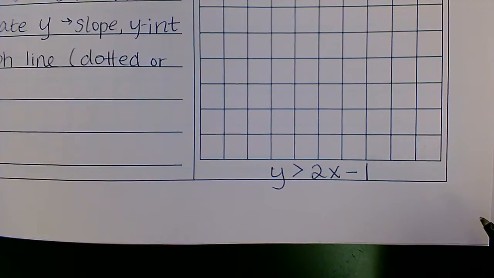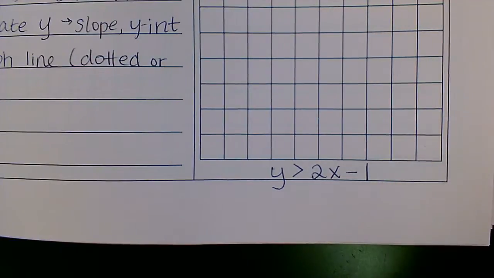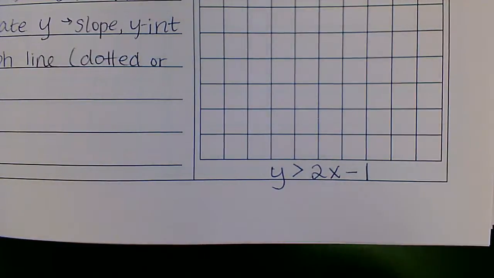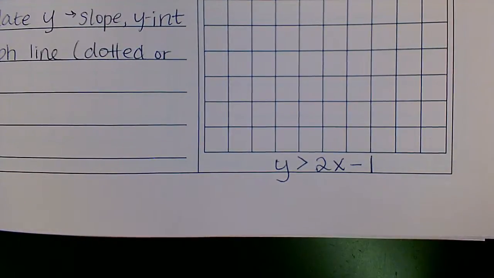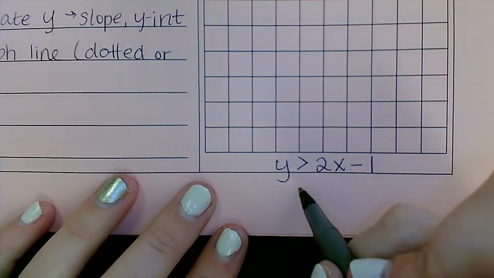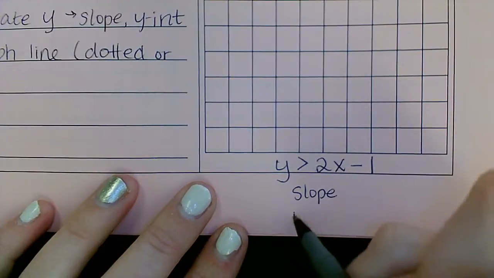My first step was to isolate the y. My y is already isolated. So now I need to identify what my slope and y-intercept are. I know it doesn't say y equals mx plus b, but for now, just think of it similar to that, in the sense that if y is alone, I can still get a slope and a y-intercept. Who would like to raise their hands and tell me what the slope and the y-intercept would be?